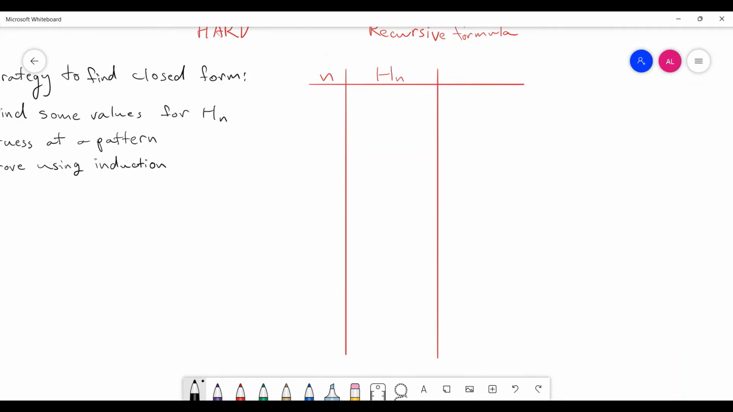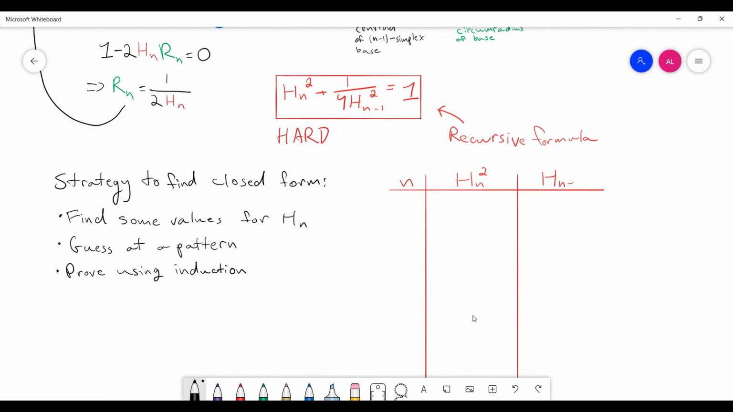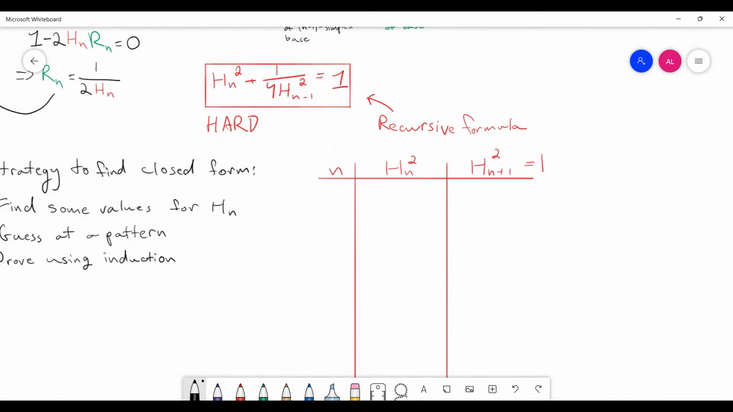So here I'm going to make a table with values for n, values for Hn squared, and values for Hn plus 1 squared, right? And once again, just rewriting, Hn plus 1 squared equals 1 minus 1 over 4 Hn squared, right? This is just the recursion formula rewritten in a different way. And then notice that we can write some values now. And once again, I'm dealing with squares of the height because they appear here. There's really no place where the height isn't squared in this formula. So I'm going to leave the nasty square roots for the end.